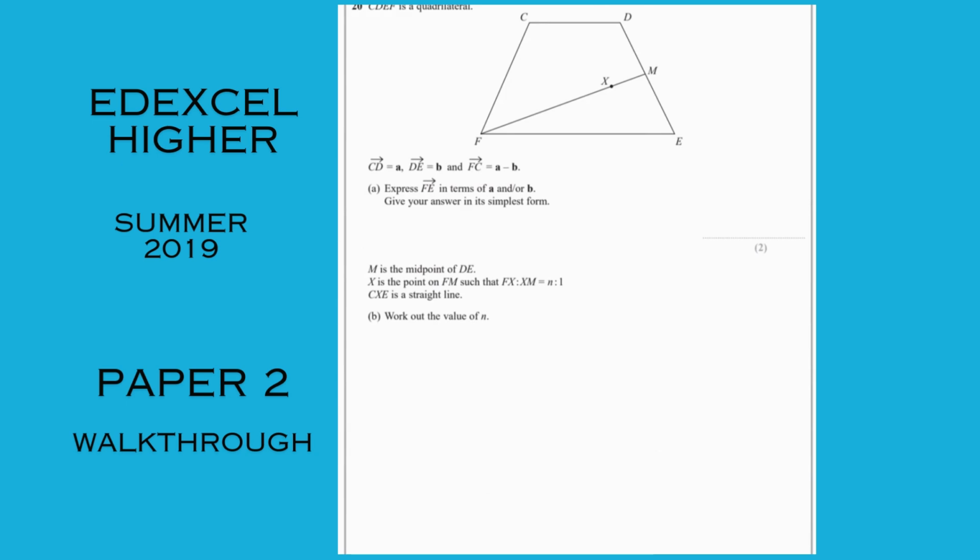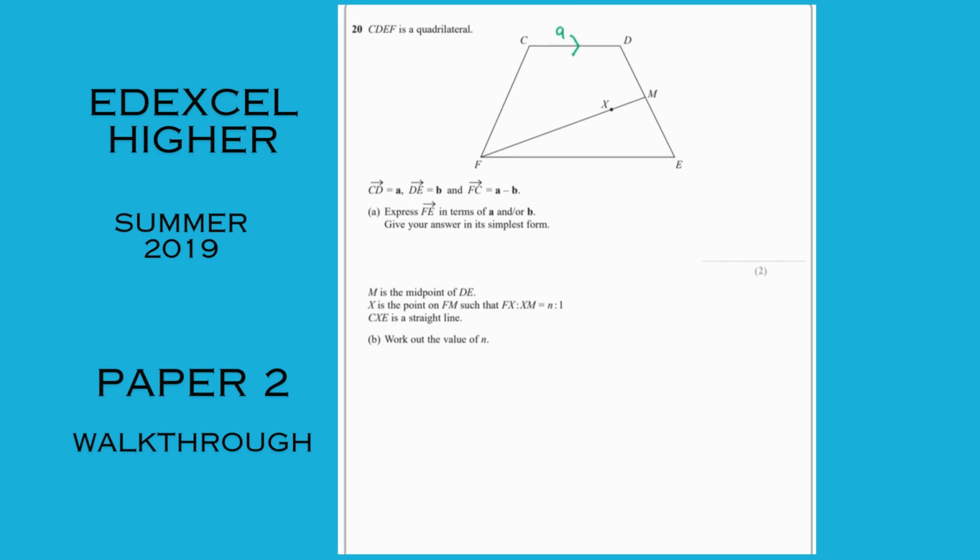Number 20. And finally, a belter of a vectors question. First thing to note is all the info we're given. C to D is A. I'm a big fan of getting it on the diagram. D to E is B. We'll do it there. F to C is A minus B. Looks weird, but I'll stick it on.